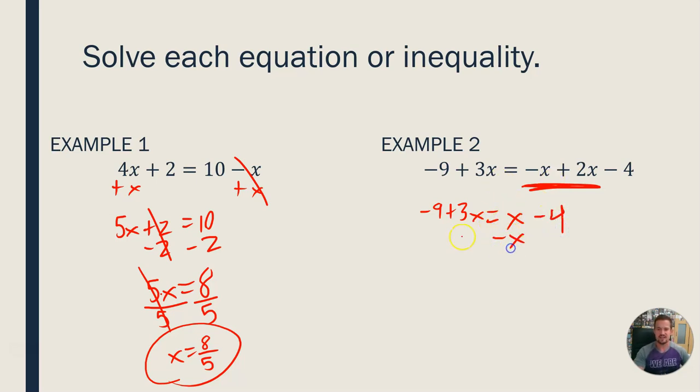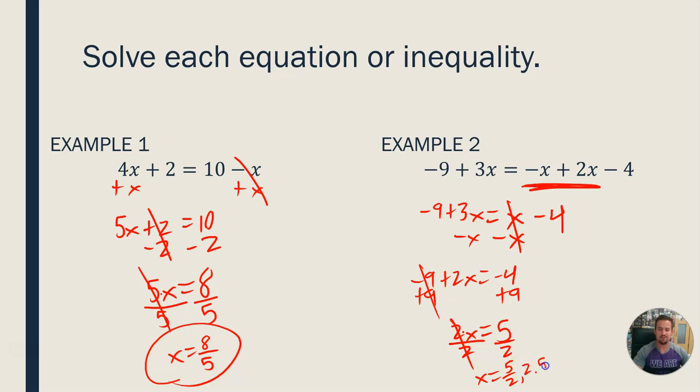So I'm going to go ahead and subtract this x to this side, giving me negative 9 plus 2x equals negative 4. Then I'm going to add this 9 over to this side, giving me 2x equals negative 4 plus 9, which is a positive 5. Then again, since 2 is being multiplied by x, in order to undo multiplication, I divide, giving me x equals 5 halves, or 2.5 if you're a decimal person. Okay, that's my final answer there.